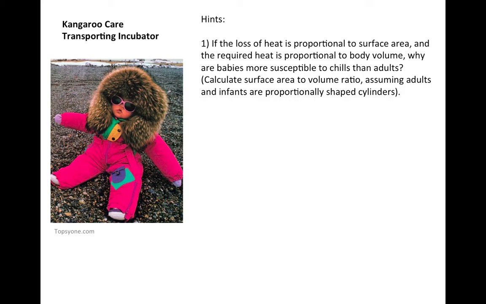Think about it in this way. Assume adults and infants are proportionally shaped cylinders. They have a diameter and they have a length. And the baby diameter is proportionally smaller than the adult diameter, and the baby length is proportionally smaller than the adult length. If you do the math, what you'll find is that the surface area to volume ratio of the baby is much larger than the surface area to volume of the adult.